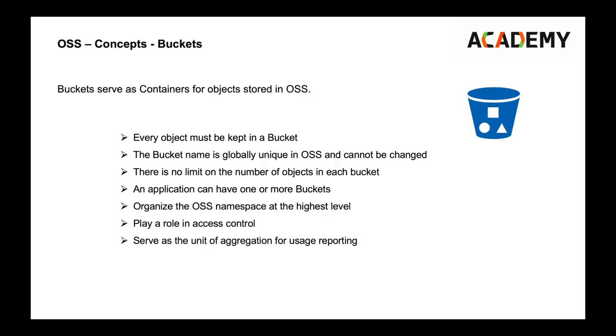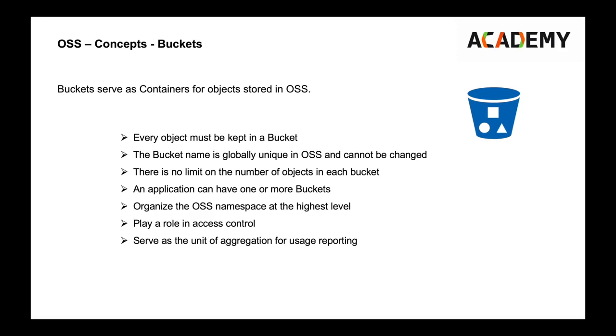Next, there is buckets. So buckets serve as the containers that hold the objects you store in OSS. Every object must be kept in a bucket, and each bucket name must be globally unique within the OSS service and cannot be changed. What that means is that if another user is already using the bucket name that you want to use, you will have to pick another name. Bucket names, even between users, cannot overlap. They really must be truly globally unique. We'll talk about why that is later on.